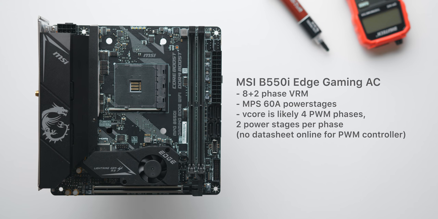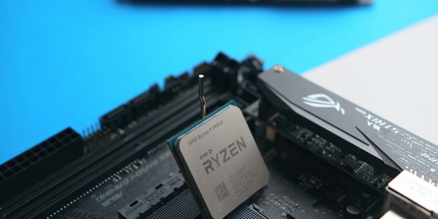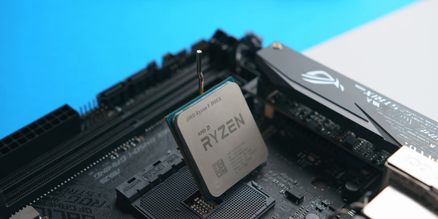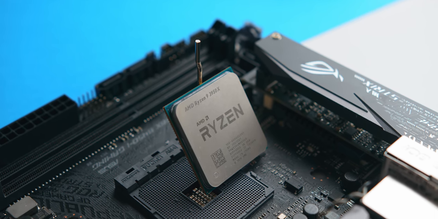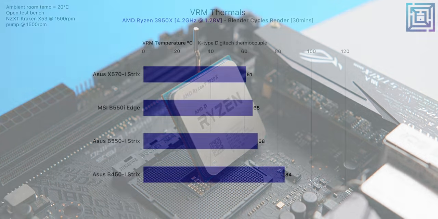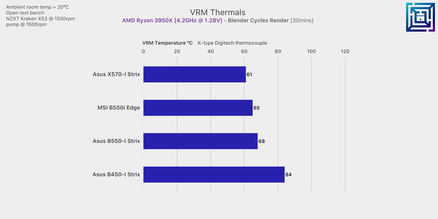Now when it comes to VRM thermals under load, here's what we're looking at. I tested all 4 boards with the 16 core Ryzen 3950X and overclocked that to 4.2 GHz across all cores at a voltage of 1.28 volts. The stress test here, Blender, is one of the most demanding real-world workloads that you can put this CPU through. It's a 30-minute render, and we're testing on an open test bench with no direct airflow.